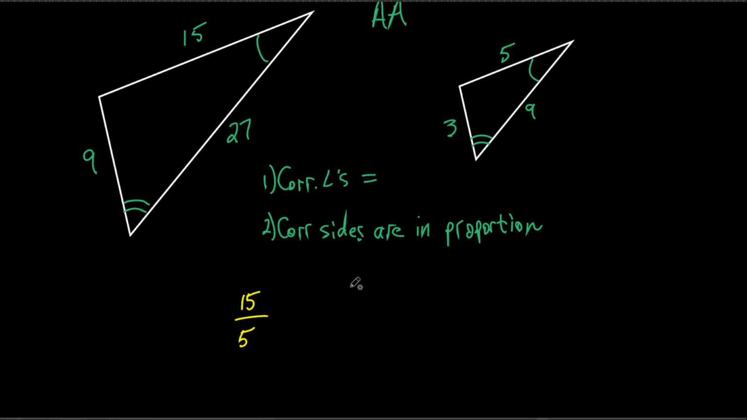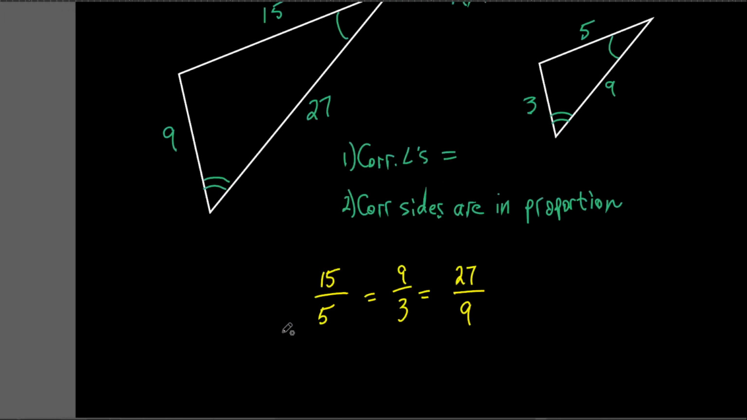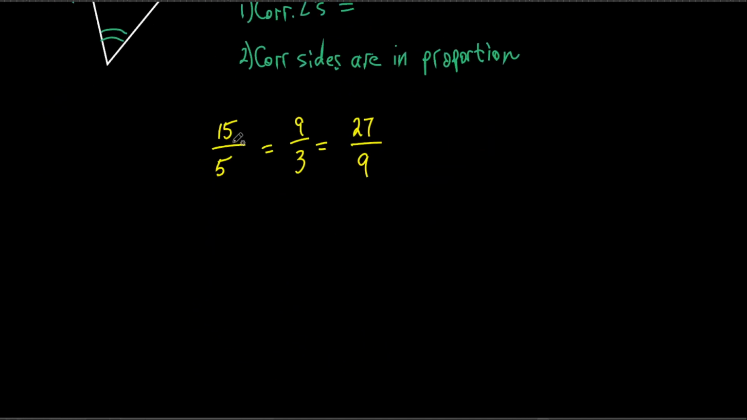Does that make sense? So how could I set up the other sides? Let's do the 9. I can compare 9 to what? 3. And I should be able to compare what? 27 to 9. Now, we want to see if all these are equal to each other. What's 15? Let's scooch this up a little. Oops. What's 15 over 5?